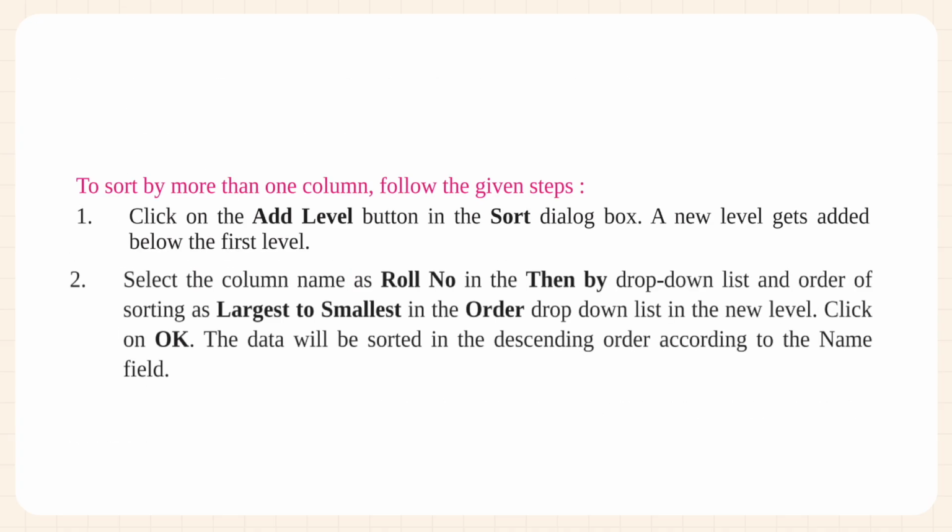To sort by more than one column, follow the given steps. 1. Click on the Add Level button in the Sort dialog box. A new level gets added below the first level. 2. Select the column name as Role No in the Then by drop-down list and the order of sorting as Largest to Smallest in the Order drop-down list in the new level. Click on OK. The data will be sorted in the descending order according to the Role No field.